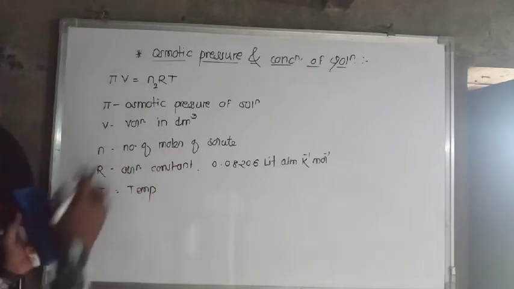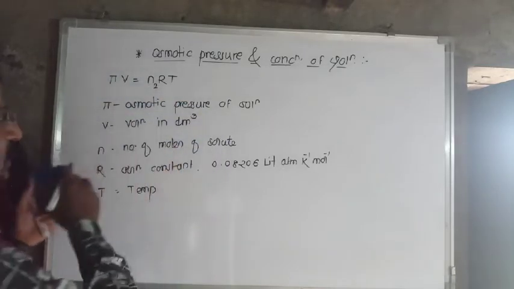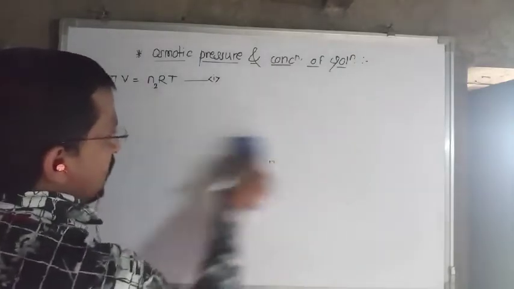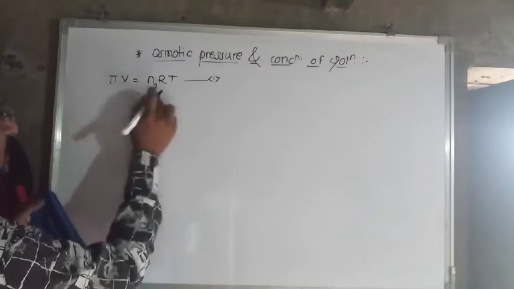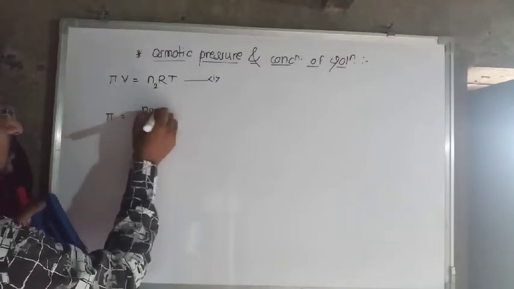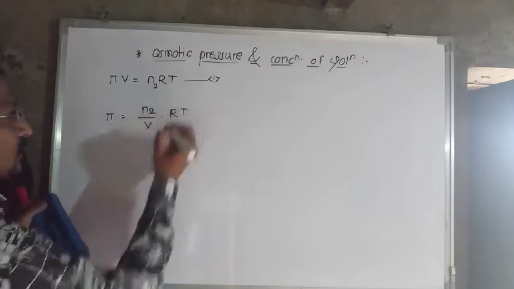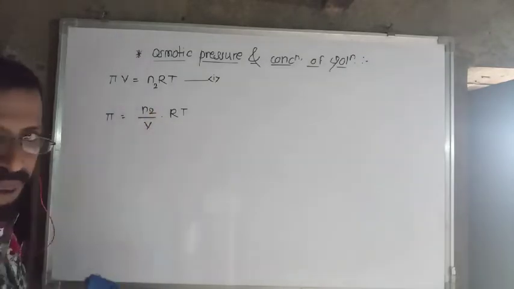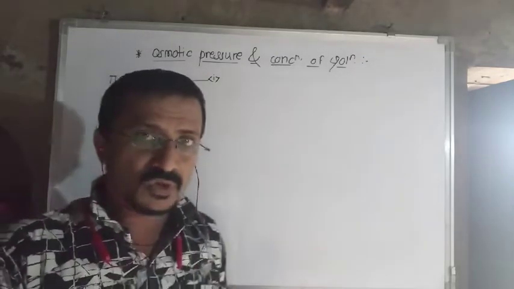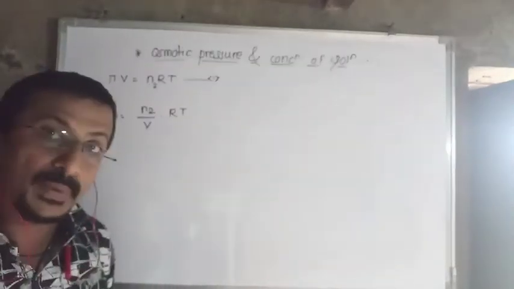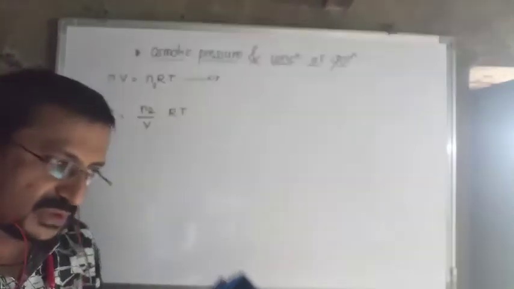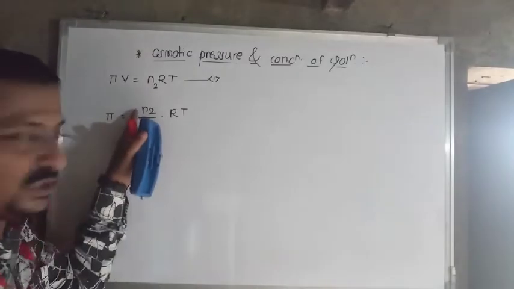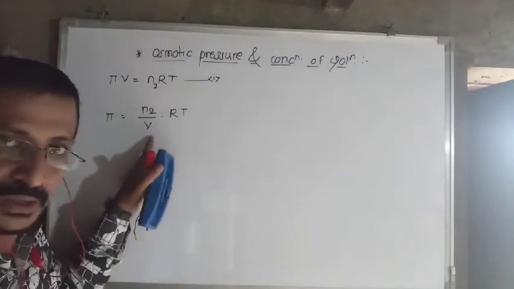If I rearrange this equation first, it is clear. V transposed to this side, so pi is equal to n2 upon V into RT, isn't it? Now if you observe this factor n2 by V, the meaning of n2 by V is the number of moles of solute used to prepare that solution. That means the number of moles of solute added to the solvent to prepare the solution is n2, and the total volume of the solution is V.